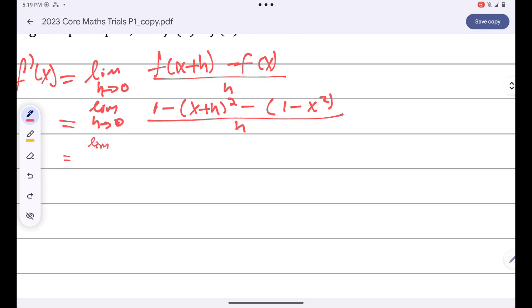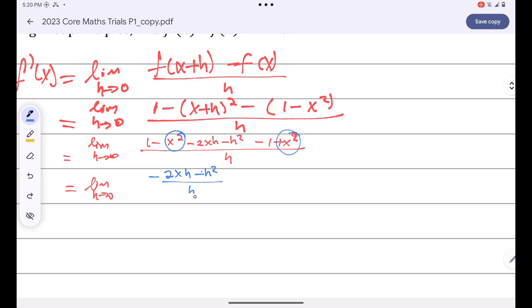We still have limit as h approaches 0 of 1 minus, we'll end up having x squared, negative x squared, minus 2xh minus h squared minus 1 plus x squared. This entire thing is all divided by h. We still have limits as h approaches 0. If you can check, guys, the ones will just subtract one another, as well as the x squareds. So I'll be simply left with negative 2xh minus h squared all over h.